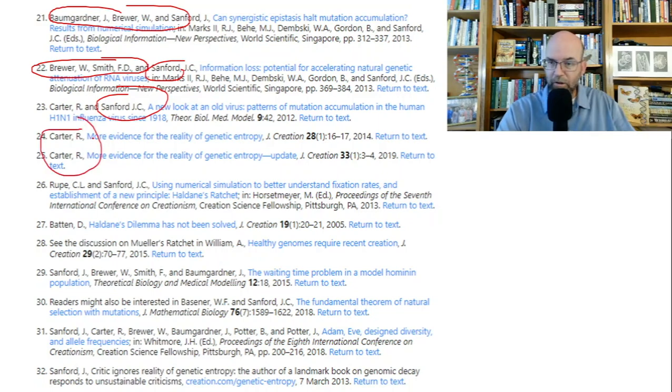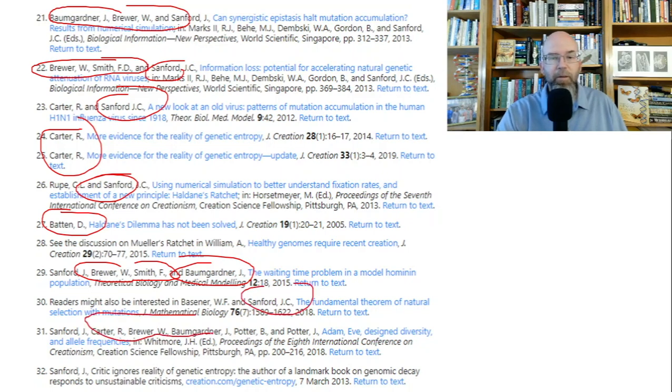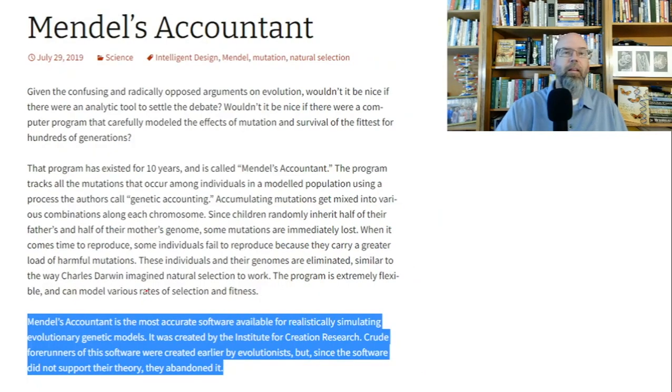Now, Carter was an original author on the software package, but he's probably one of the primary users of it. Here we have Sanford. There's Batten again. There's Brewer. There's Smith. There's Baumgartner. There's Sanford. There's Baumgartner and Brewer again. There's Sanford. You get the idea, right? That's who has been using Mendel's accountant.